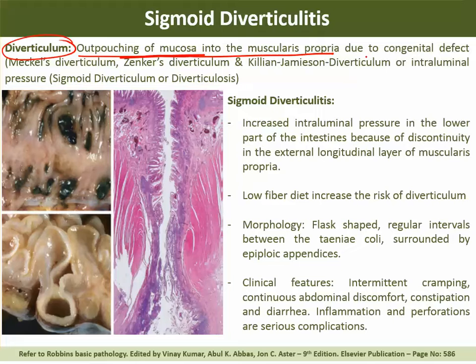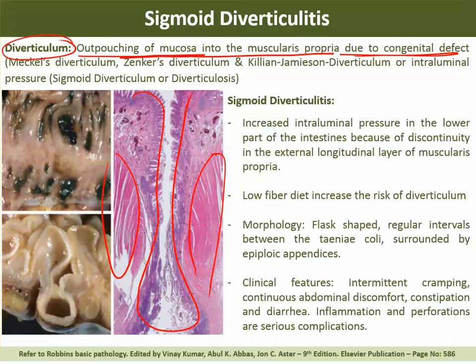It may be due to some congenital defect. This kind of pouch, that is mucosa entering into the muscularis propria, can be seen even in the ileal region. It is called Meckel's diverticulum.